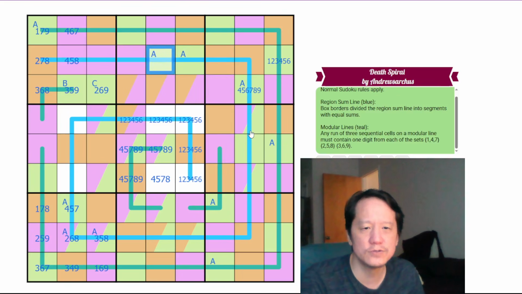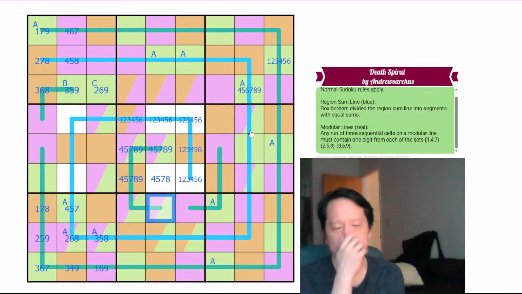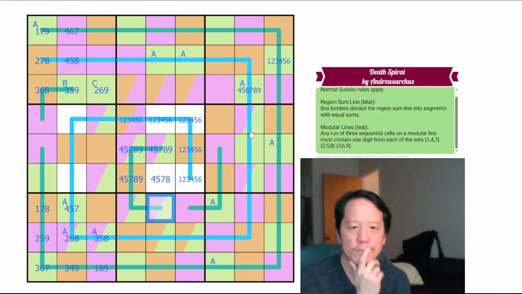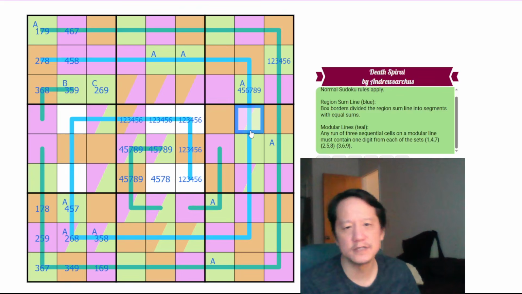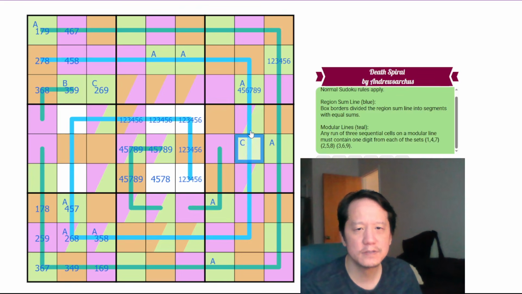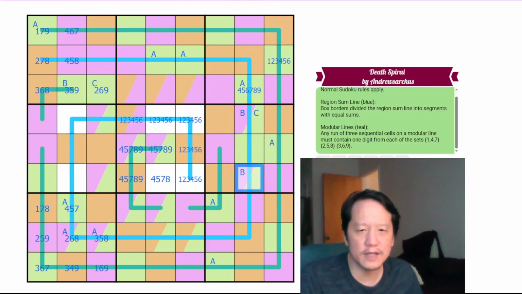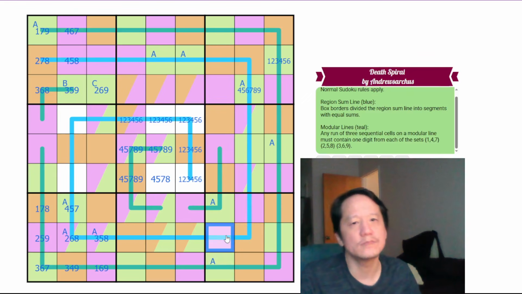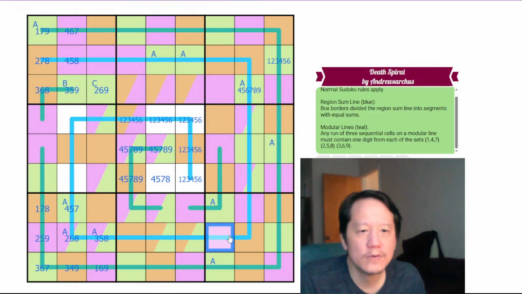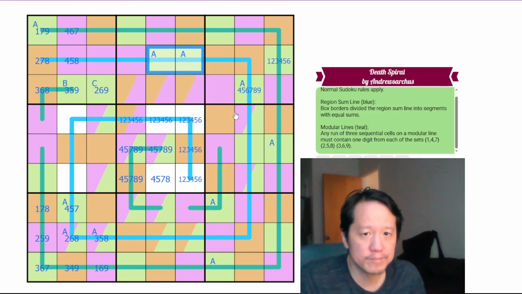A is one of those two. B and C, we don't know. This has to contain B and C. So really, the A is the only important one that we have information on. Okay. This contains A. This is B and C.